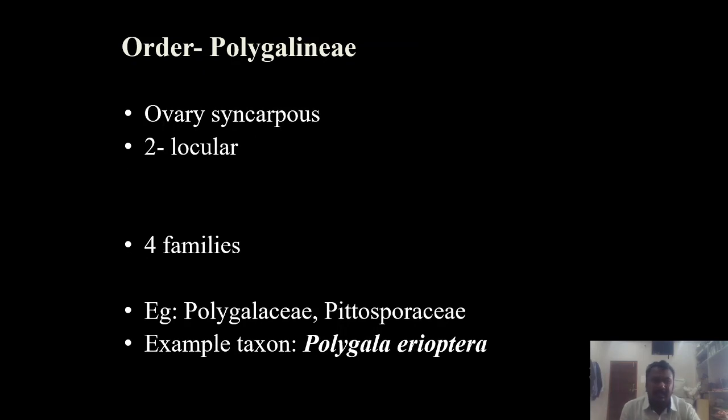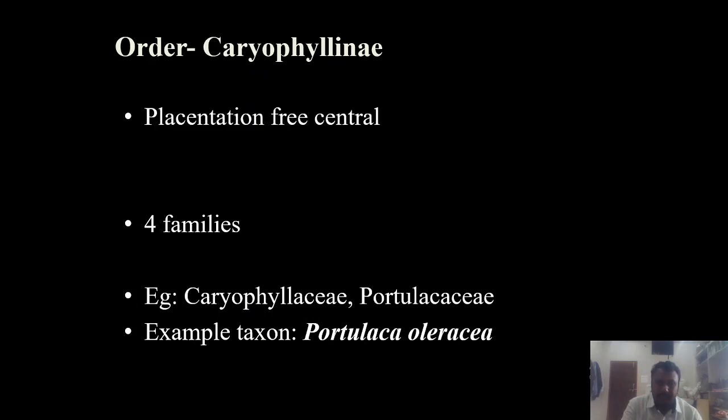Under Polygalinae, the major character is ovary syncarpous and 2 locular, whereas in Parietales, it is only unilocular. Here it is 2 locular. Only 4 families were recognized in this order. One is Polygalaceae and Pittosporaceae. Example: Polygala erioptera.